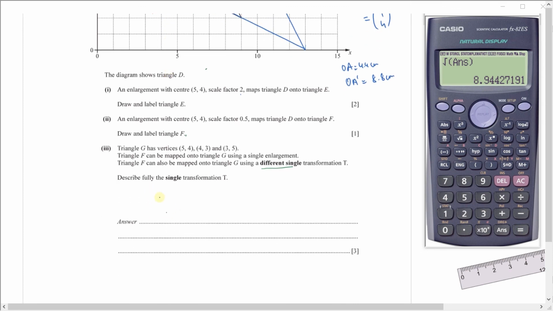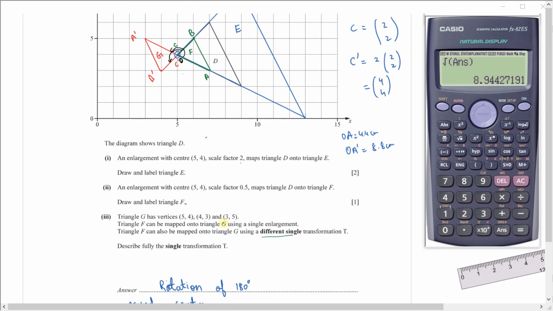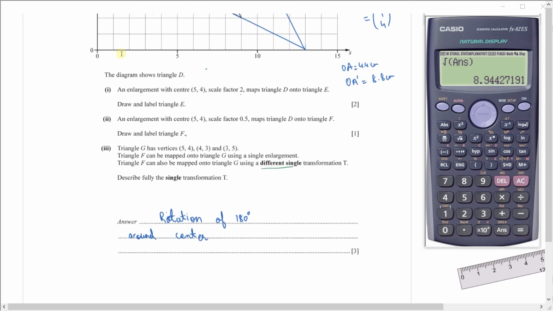So let me write it down here. So it's a rotation of 180 degrees around, so your center of rotation is this point here, which is 5 and 4 on the y-axis. So 5 and 4. And you do not need to specify that the rotation is clockwise or anti-clockwise.